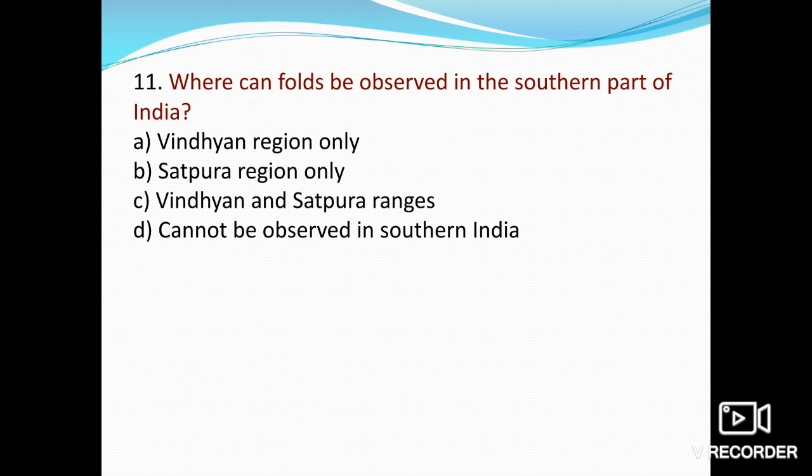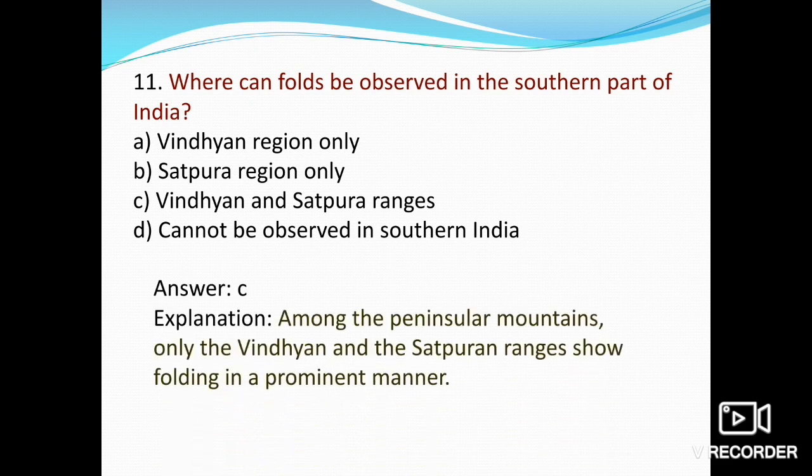Okay, 11th one is where can folds be observed in the southern part of India? Means southern part, or we better know as the peninsular India. So Vindhyan regions only, Satpura region only, Vindhyan and Satpura region only; ranges cannot be observed in southern India. So आपको ये बताना है कि जो फोल्ड्स हैं वो सदर्न पार्ट जो इंडिया का है वहाँ, ये जो 4 ऑप्शन दिए गए इसमें से आपको चूज आउट करना है कि कहाँ पे मिलते हैं। ओके, सो विंध्यन एंड सतपुड़ा रीजन दोनों में मिलते हैं। It doesn't mean that in southern part only folds occur in Vindhyan and Satpura region, not other regions of southern India.